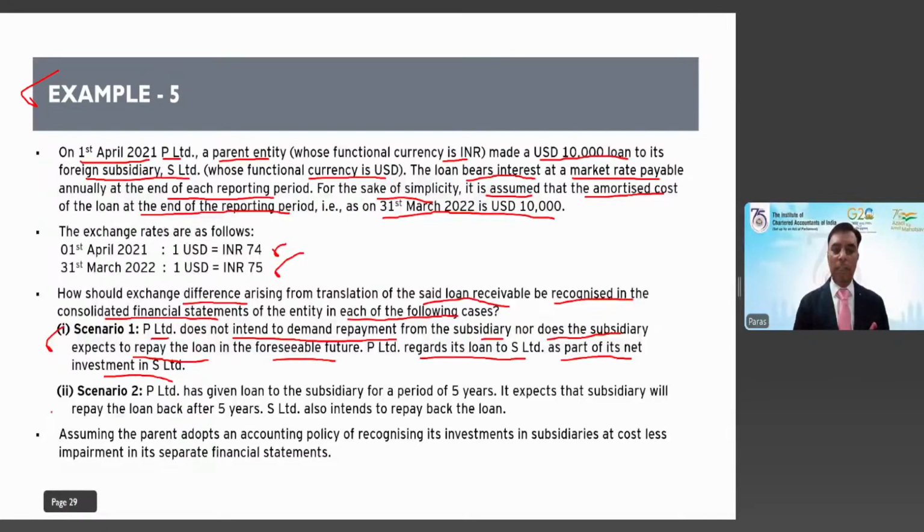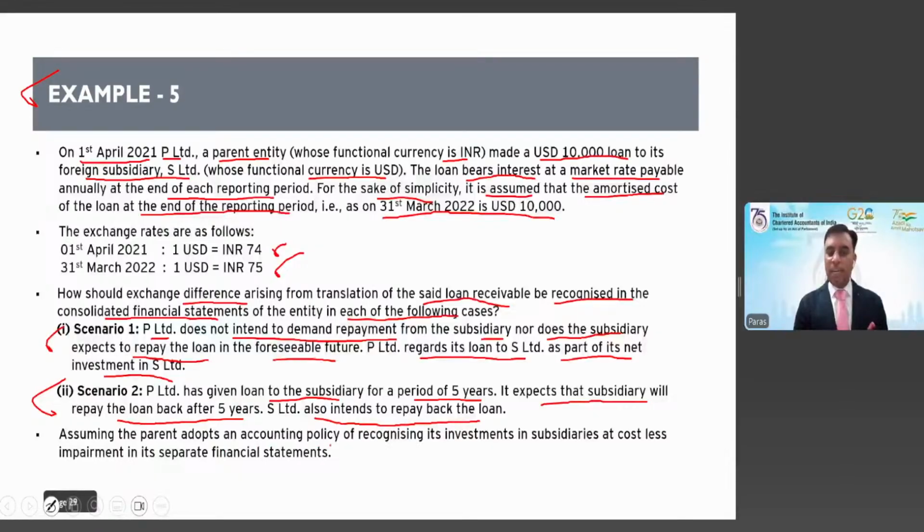Under scenario number 2, the question has mentioned that P Limited has given a loan to the subsidiary for a period of 5 years. It expects that the subsidiary will repay the loan back after 5 years. S Limited also intends to repay back the loan. So in scenario number 2, they are treating the loan as a loan transaction. But in scenario number 1, they are treating this loan as an investment. Why? Because neither the holding company is going to ask for the money, nor the subsidiary company has the intention to repay this amount to the holding company.